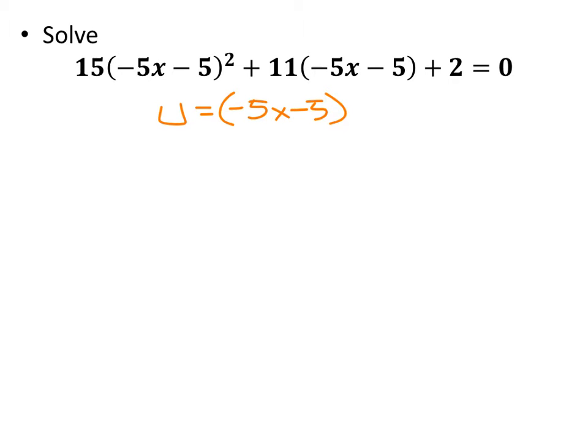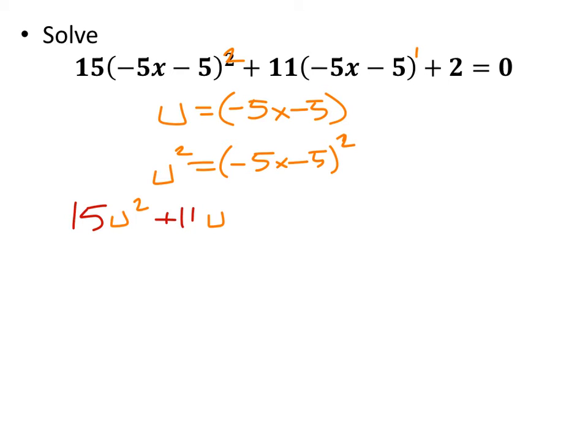You can see in the parentheses, the reason is because this one has an exponent of 1, and this one over here has an exponent of 2. It's just double the exponent, right? Which means that if I did u squared, then I would have negative 5x minus 5, squared. So we end up with 15u squared plus 11, and that was multiplied by the negative 5x minus 5 also, so it's just u, and then plus 2 equals 0.